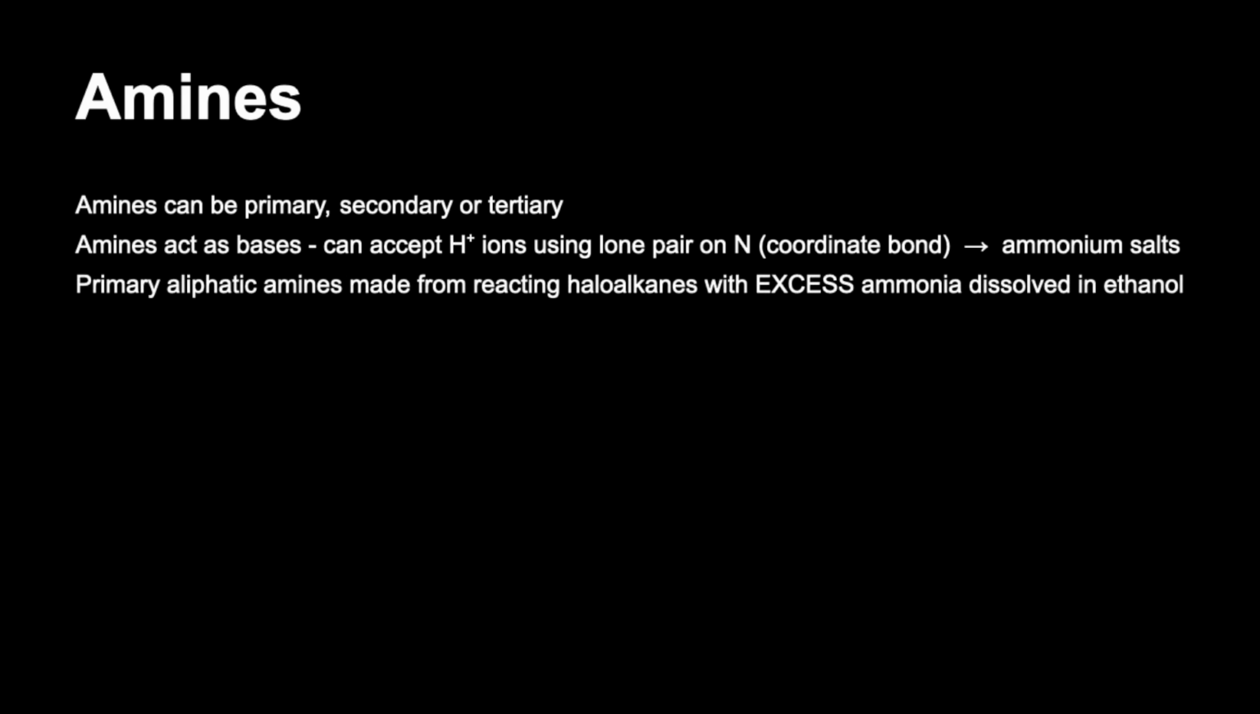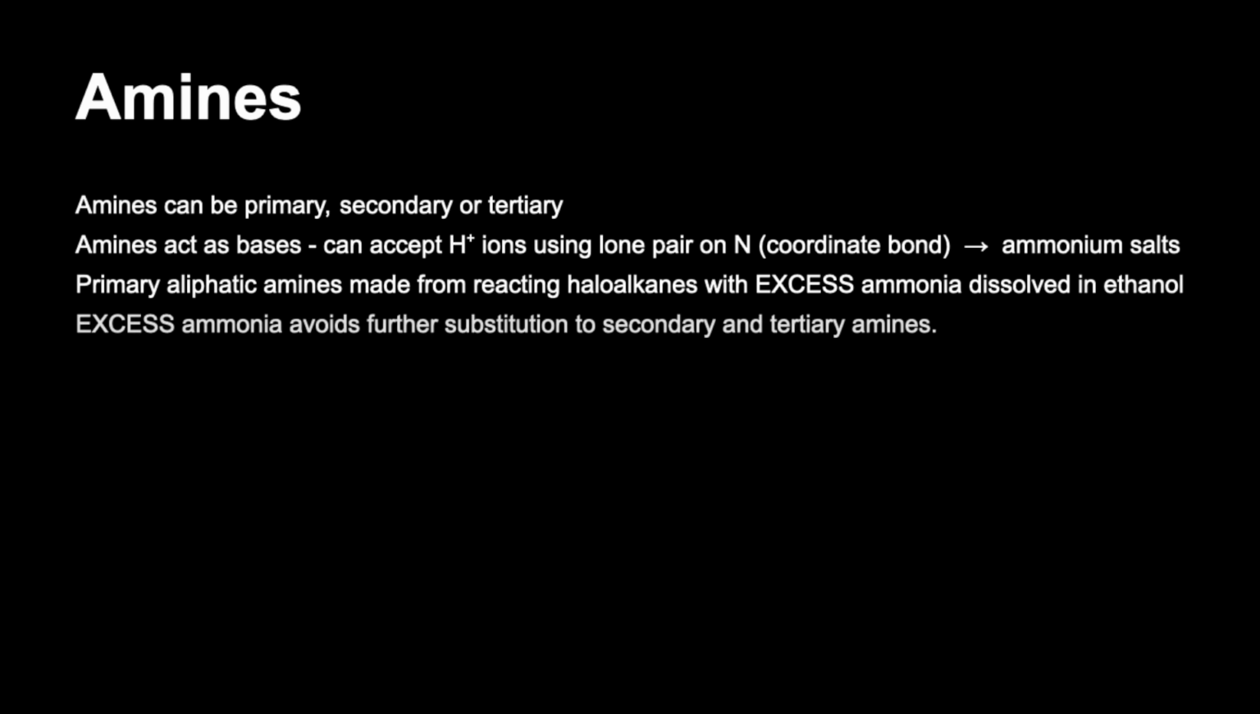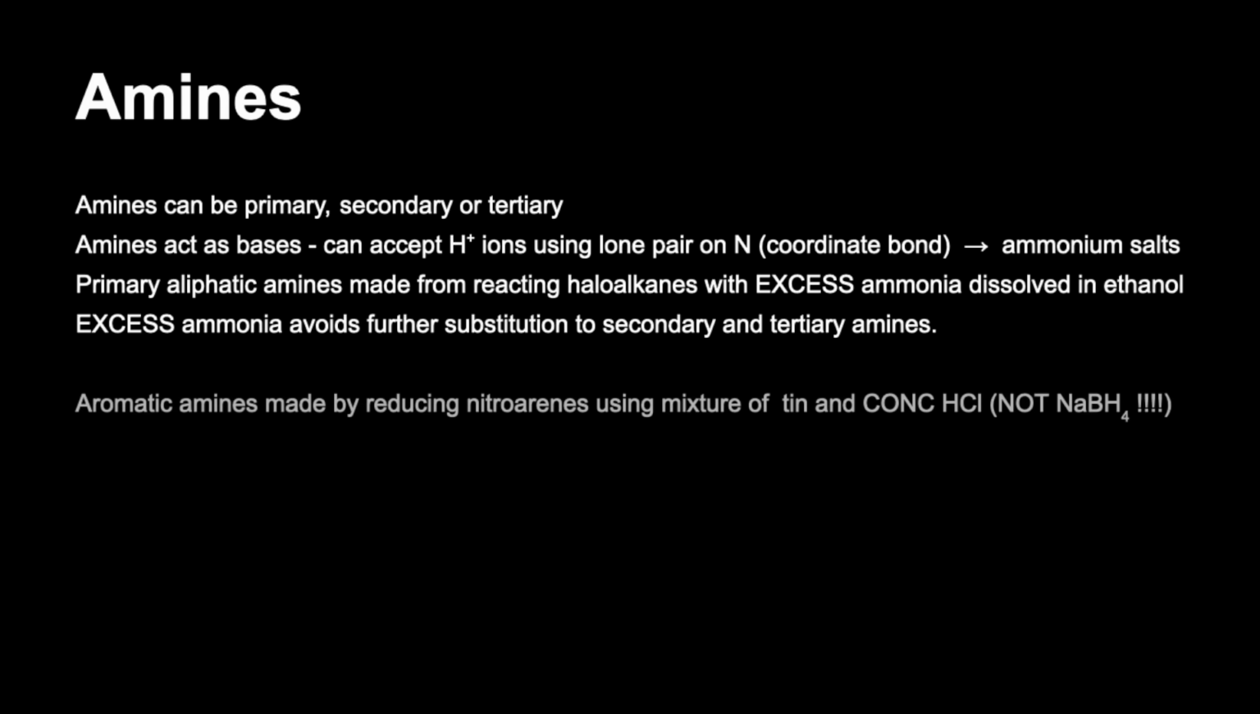Primary aliphatic amines can be made by reacting haloalkanes with an excess of ammonia, but the ammonia needs to be dissolved in ethanol, and the excess ammonia avoids further substitution to secondary and tertiary amines. If you want to make an aromatic amine, that's done by reducing a nitroarene with a mixture of tin and concentrated hydrochloric acid. Don't mix up the reducing agent. Remember, you've seen NaBH4 used to reduce carbonyl compounds to alcohols. We use a different reducing agent to reduce a nitroarene, so just watch out for that one.